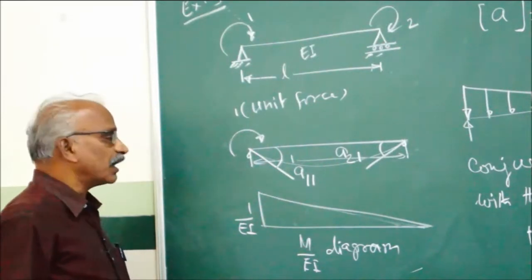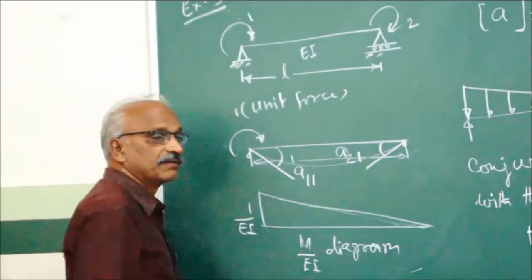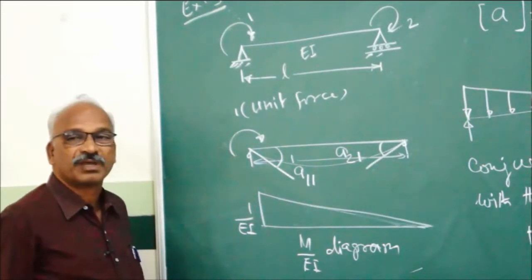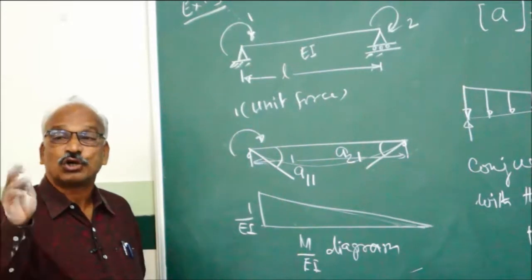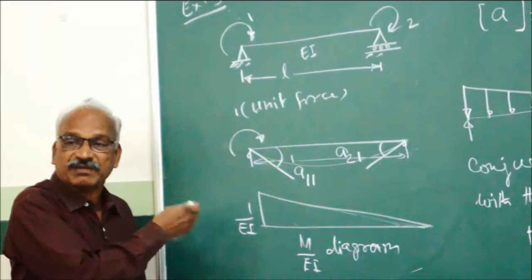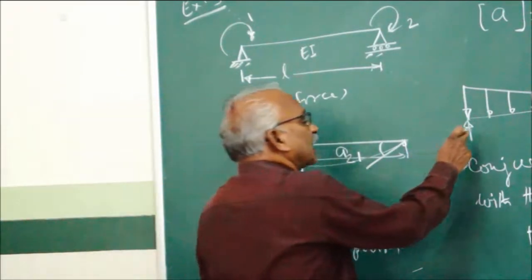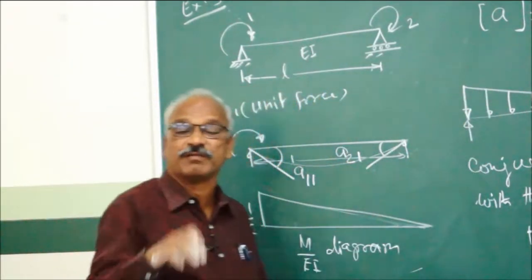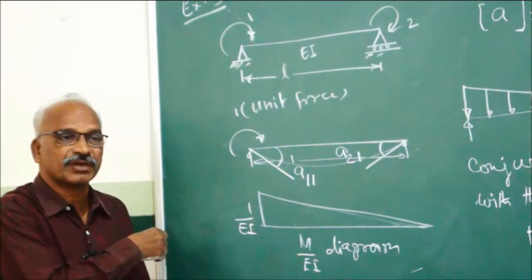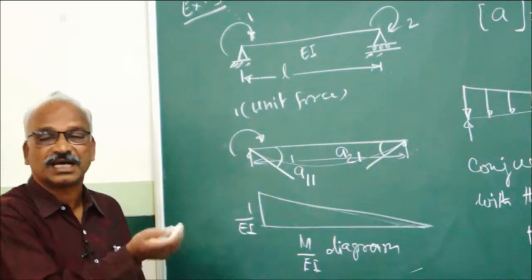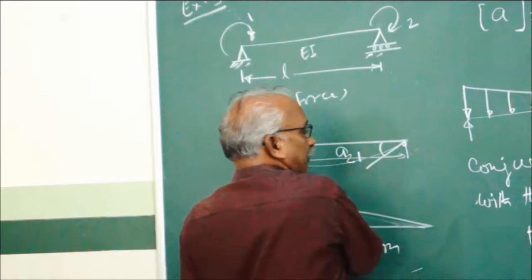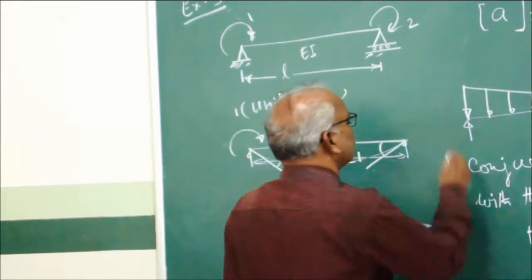So we want the slope here and we want the slope here. Already we have studied that the slope at any section of the given beam is given by the shear force at the corresponding section of the conjugate beam. The conjugate beam will be loaded with the M by EA diagram of the given beam. The shear force at the corresponding section will give you the slope here. Now we will do the calculation.